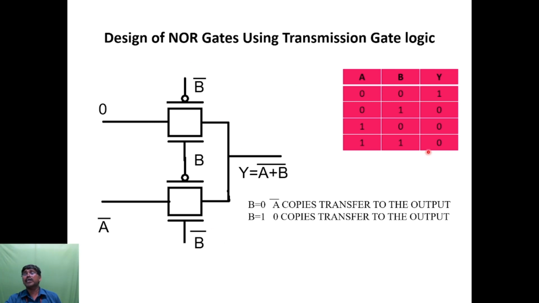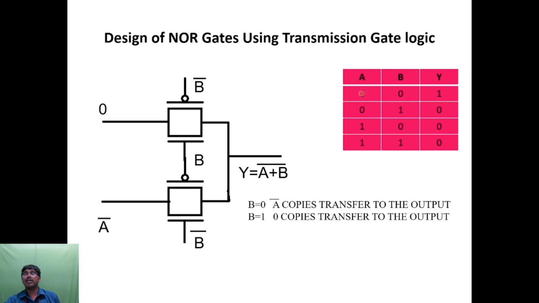So this is the NOR gate truth table. It is a 2 input NOR gate truth table. There are 4 possible combinations: 0 0, 0 1, 1 0, 1 1. Now I have to check the same concept when the control input is both 0. Control input both means here it will be 0, here it will be 0.